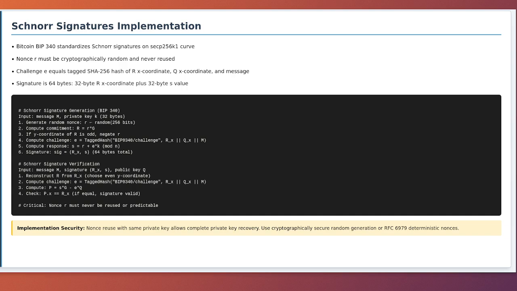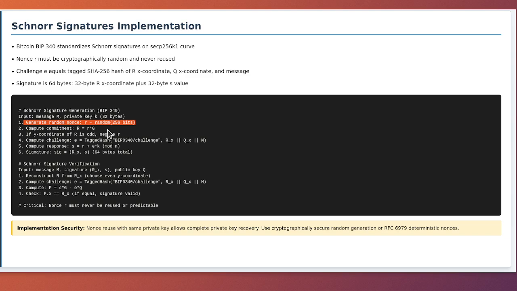The signature generation process works as follows. Input: a message M to be signed, a private key K between 1 and n-1, and the corresponding public key Q equals K times G. Step 1. Nonce generation. Generate a random 256-bit integer r. This must be generated using a cryptographically secure random number generator. The security of the entire signature depends on the randomness and uniqueness of r.